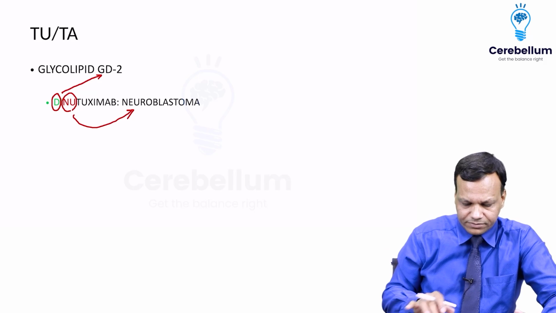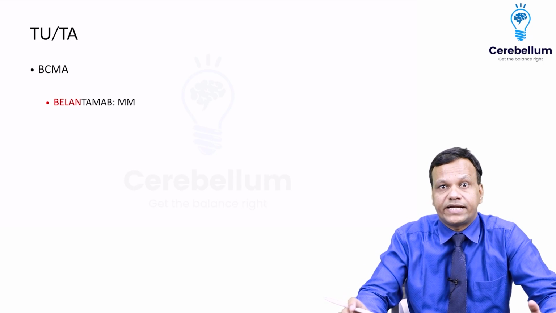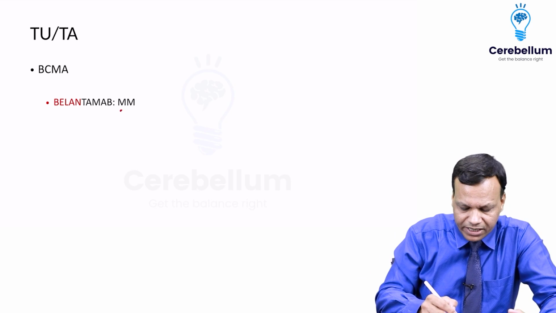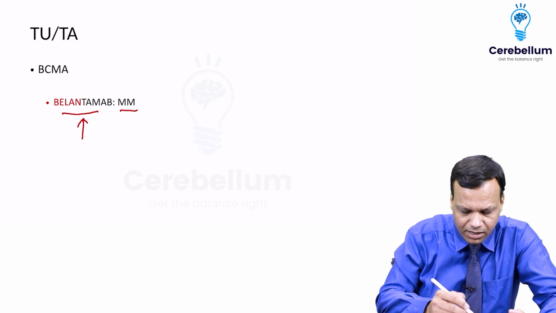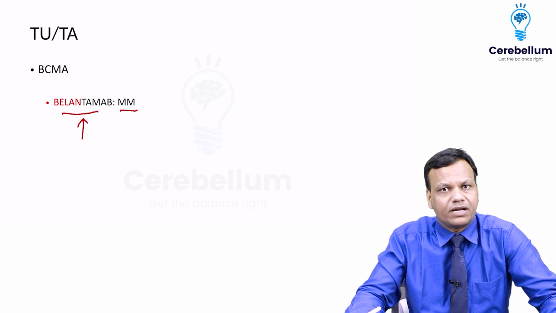No need to remember. Next, we have monoclonal antibody against B cell maturation antigen, BCMA. It is belantamab. It is for multiple myeloma. In Hindi, you can remember, बेलन पड़ेगा तो हड्डी टूट जाएगी. So used for bones, that is multiple myeloma.